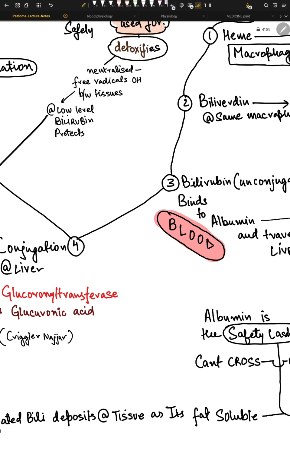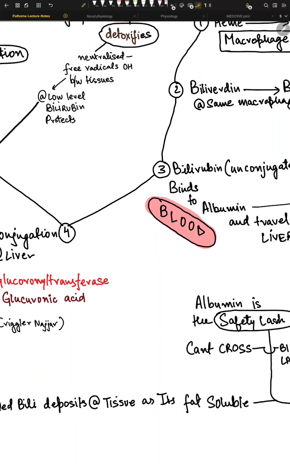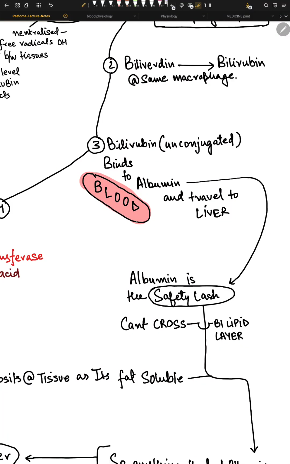It can create huge levels of free radicals in our tissue, and free radicals can destroy a lot of things. I don't want to go into how free radicals destroy things, because then we will deviate from the main topic, that is bilirubin. So bilirubin binds with albumin, and then it can travel to the liver, right? Because albumin is a protein in our blood, and they are just carriers. Albumin is one of the carriers for many things, right?